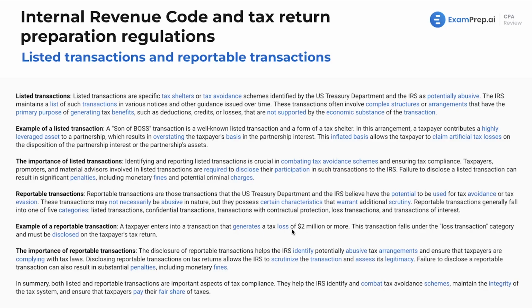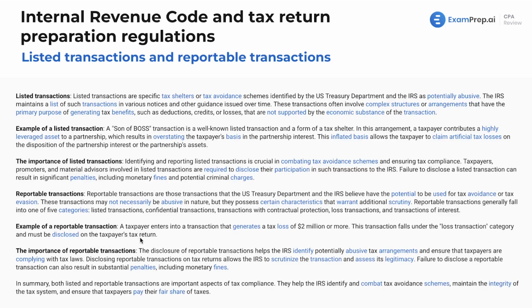Now, inherently, is this possibly sketchy? I mean, it could be, but it's not necessarily. I mean, could you legitimately have a $2 million loss or more? Yeah, that could be just another day for you, losing money, right? But inherently, massive losses trigger red flags, and as such, that is a possible reportable transaction. Now, this transaction is going to fall under the loss transaction category. It must be disclosed on the taxpayer's tax return.